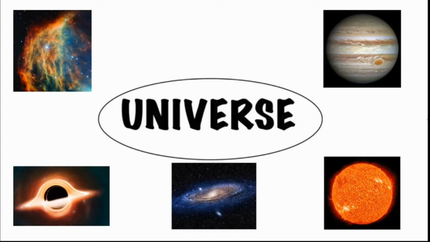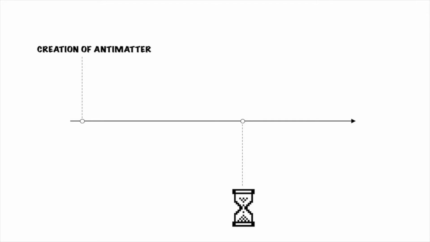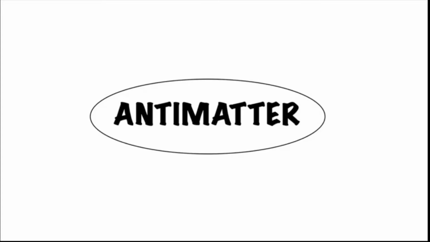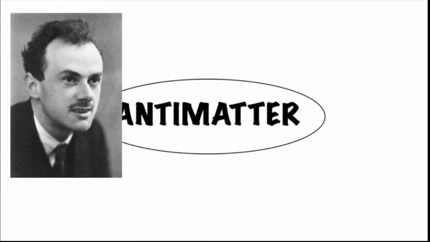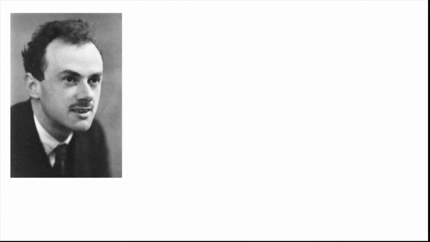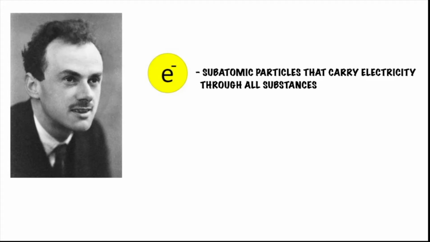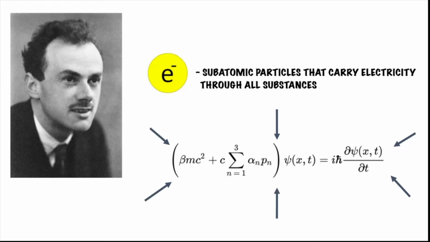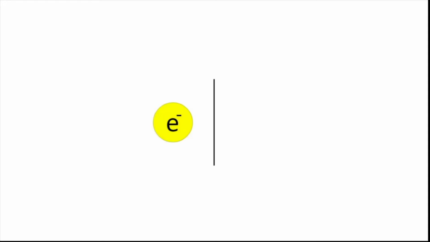Now, the existence of antimatter, well, the beginning of time, obviously. But the prediction of its existence by humans started with Paul Dirac, whose hair kind of looks like Bill Murray's from Ghostbusters. Dirac wrote this really long formula describing the behavior of electrons, subatomic particles that carry electricity through all substances, and that formula is listed right here. If you don't understand this formula, don't worry. What's important is that for it to work, a particle that does the exact opposite of an electron must exist.